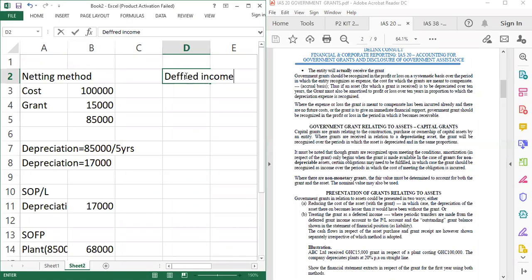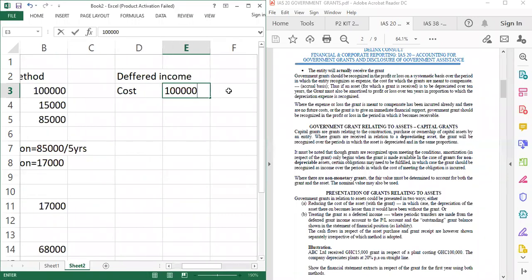Deferred income method is that the grant will be treated as a separate item whilst we carry the asset at the normal value. So the cost of the asset will be 100,000, and the grant will also be 15,000.